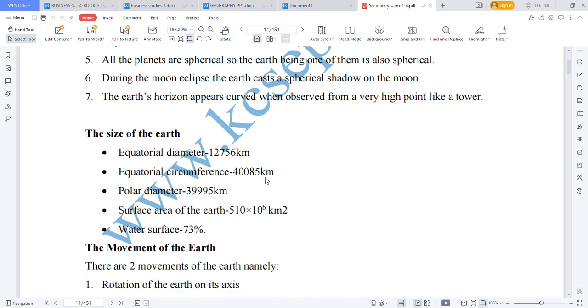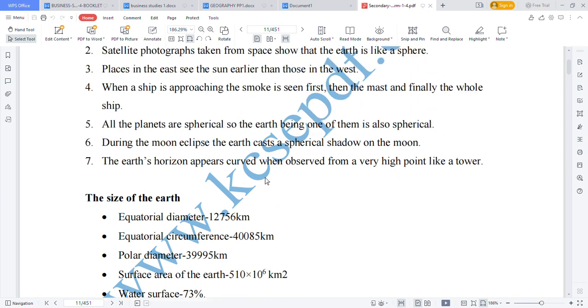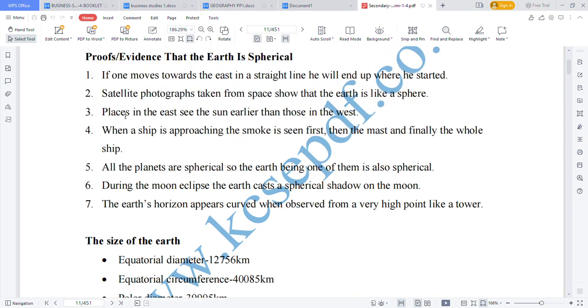Then number 7, the earth's horizon appears curved when observed from a very high point, like a tower. So those are the proofs that show that the earth is spherical. This is very important. It is always set in exams, and people ignore this. So this is very important: proofs or evidence that the earth is spherical.